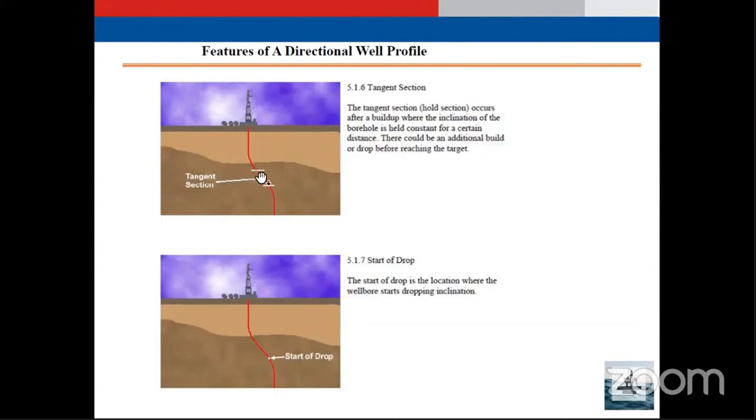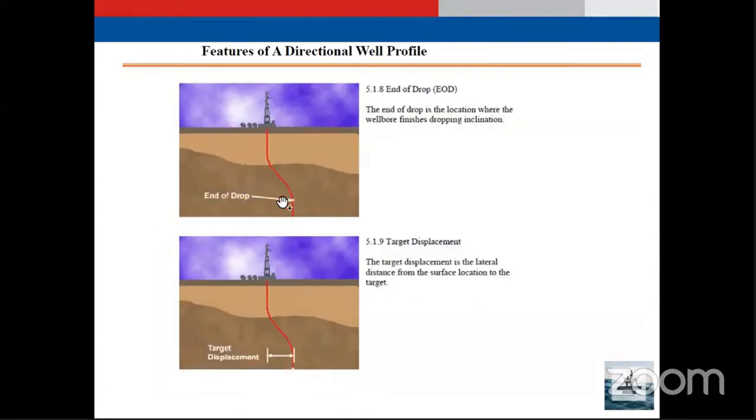Then after holding the angle, I will start to drop the angle. Drop the angle means decrease the inclination. If I build the angle and hold at 30, I will decrease the inclination to reach 0 if I want to return vertically. This point is called the start of drop section. And the last point of the drop section is when I reach the target angle. As I said, when I start to drop from 30 to 0, the point at which I reach the target dropping inclination is called end of drop section.